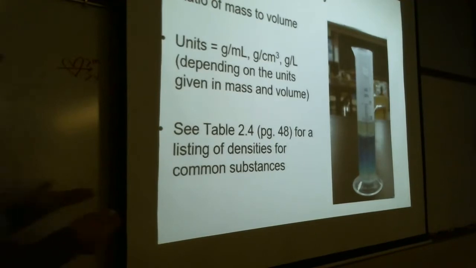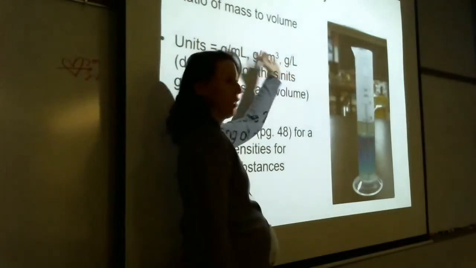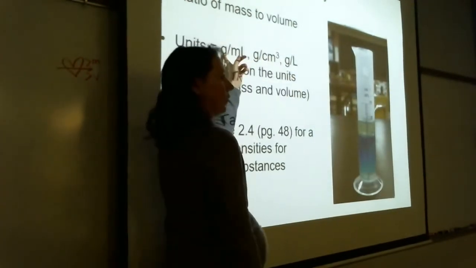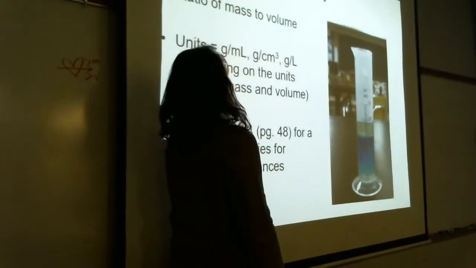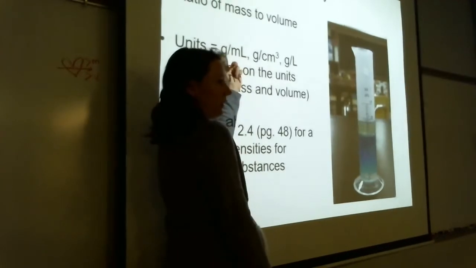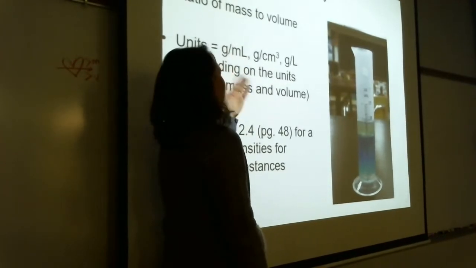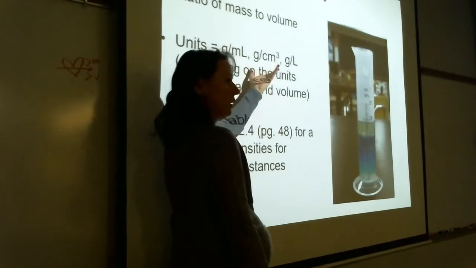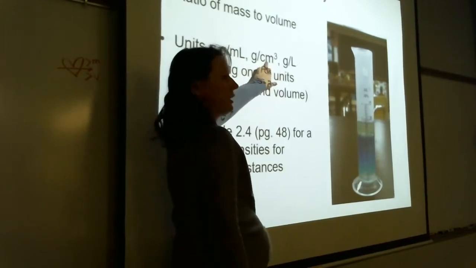So the units are obviously going to vary based on the problem. If mass is given in kilograms in the problem, then the unit in the density would be in kilograms, right? And if the unit in the problem is given in milliliters, then you would have milliliters here. What's the centimeter cube the same thing as?